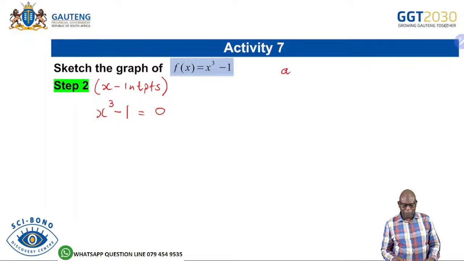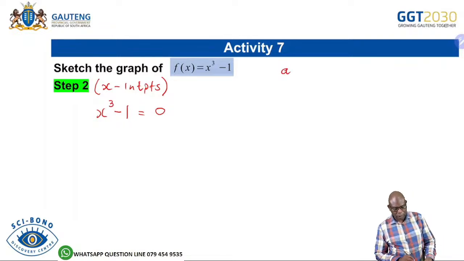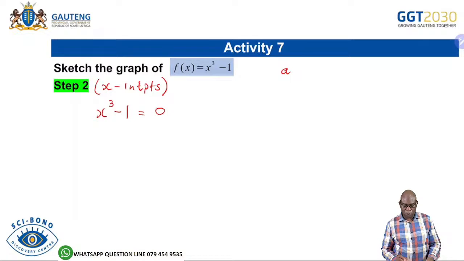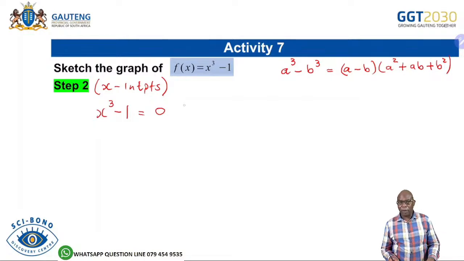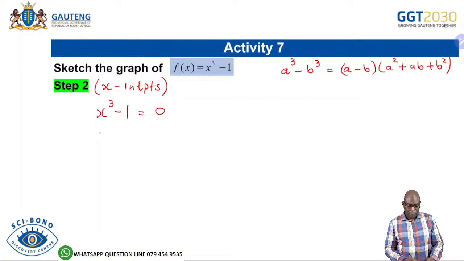I know the other part will not have a solution, but you know the rule of factorizing your difference of 2 cubes. When you have a cubed minus b cubed, it's equal to a minus b, then you have a squared plus ab plus b squared. That is the rule. So in this case, what will we have as our factors here? I'm now going to have x minus 1.